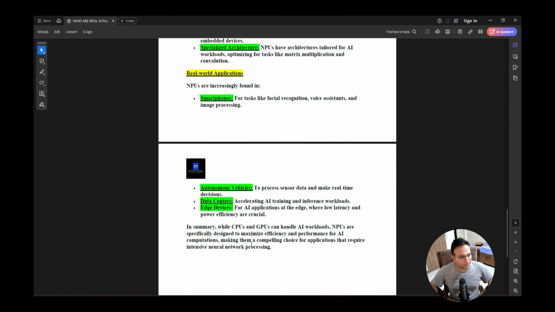Now in summary, while CPUs and GPUs can handle AI workloads, NPUs are especially designed to maximize the efficiency and performance of AI computation, especially neural networks. You can utilize it, and its use will keep increasing, and maybe in the future CPUs will become obsolete, and we will be seeing GPUs, NPUs and such things. So we can see that.